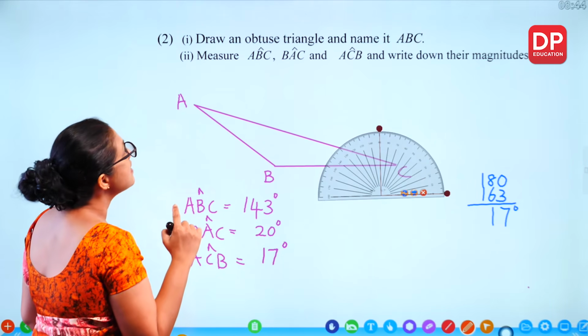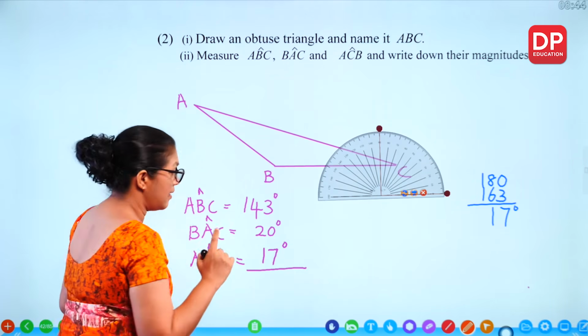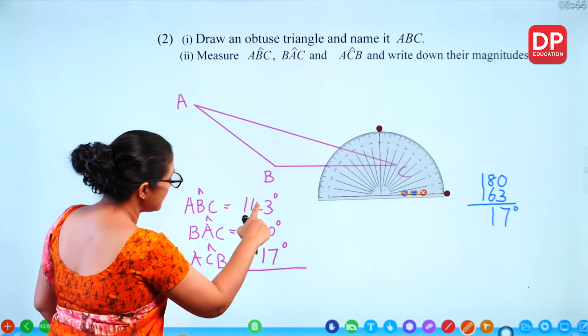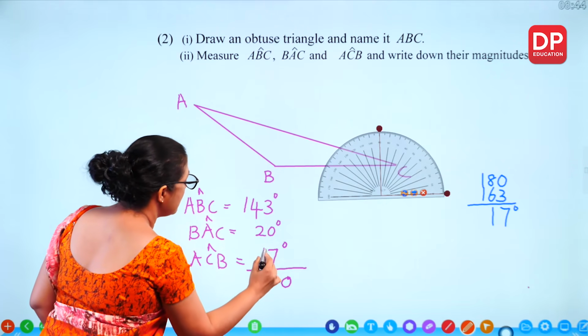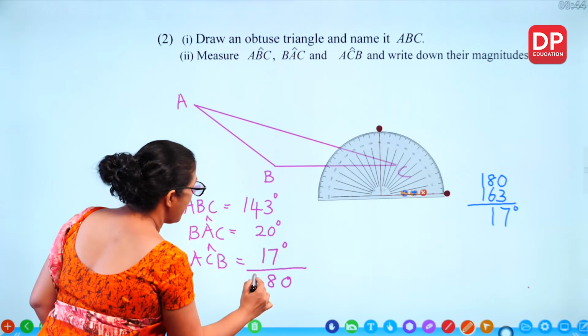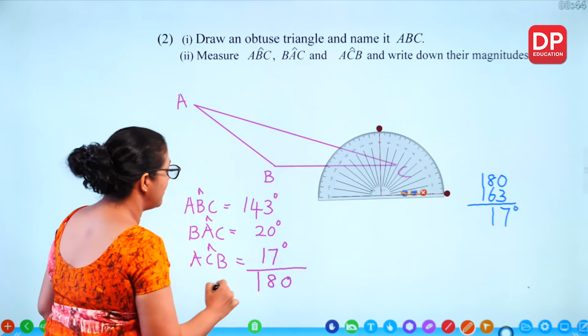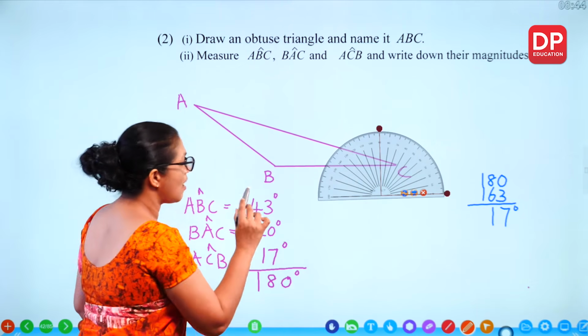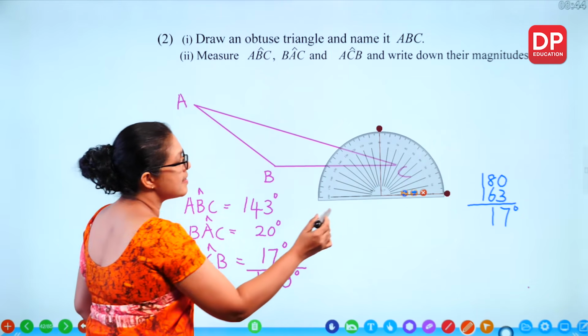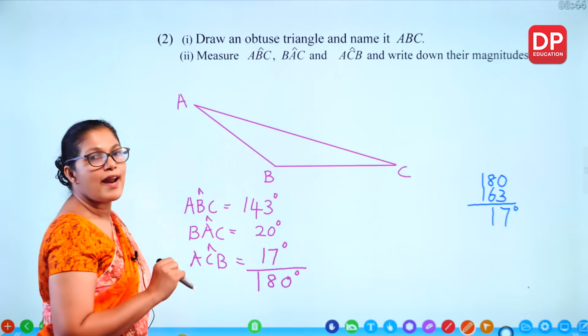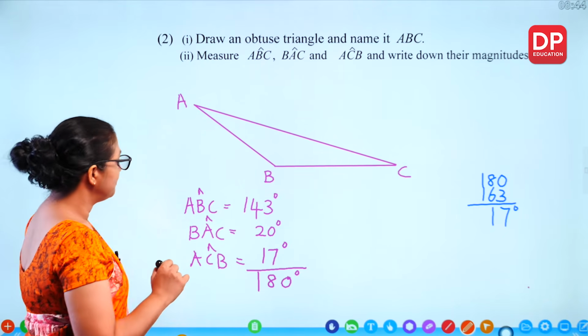Now we'll see the sum of angles. 143, 20 and 17. So you get sum of 3 angles add up to 180 degrees.